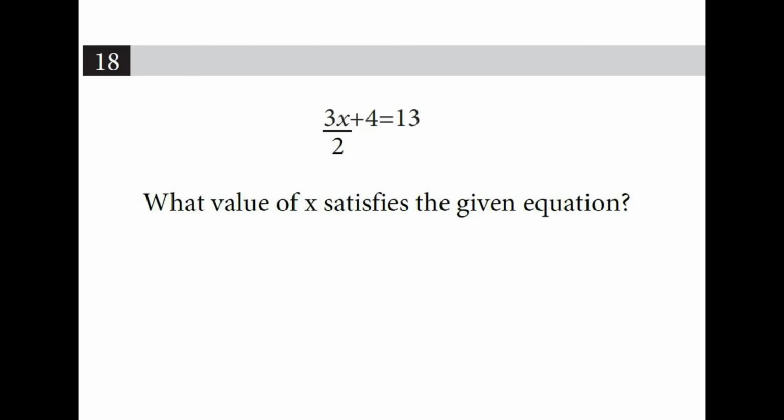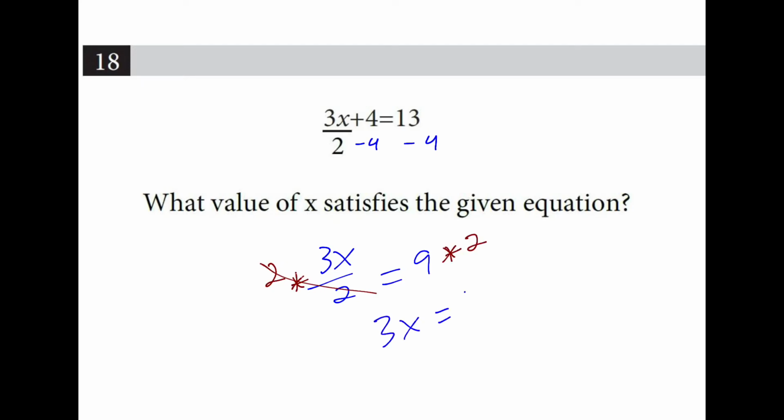What value of x satisfies the given equation? Following the order of operations, I first subtract 4. So I have 3x over 2 is equal to 9. The next thing I do is I multiply both sides by 2. That cancels out this division. So I have 3x is equal to 18. Finally, I divide both sides by 3. I have x is equal to 6, and that is my final answer.